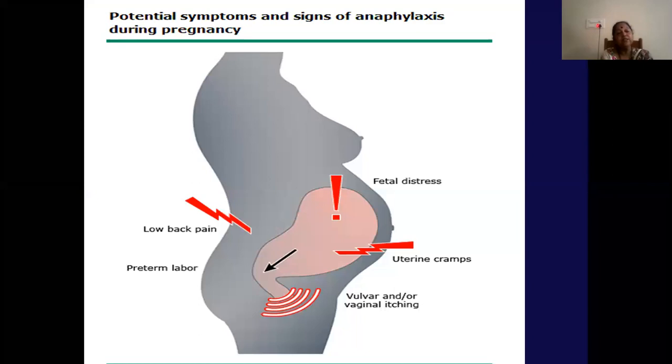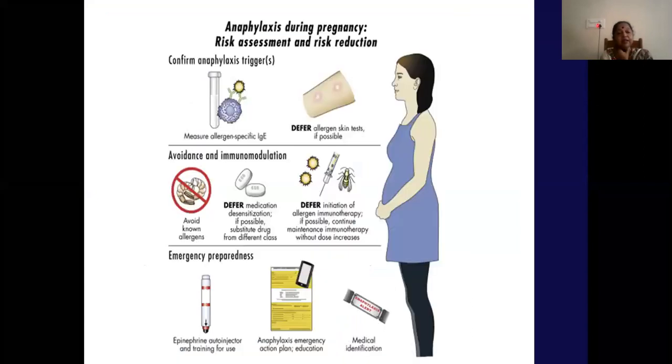What are the potential symptoms and signs of anaphylaxis? If any woman takes an injection and complains of low backache, preterm labor, fetal distress, uterine cramps, or vulvar and vaginal itching, the question should come to your mind: is it anaphylaxis? So you should do risk assessment and risk reduction. You have to confirm the anaphylaxis, find out the triggers, avoid them, and defer the medications.